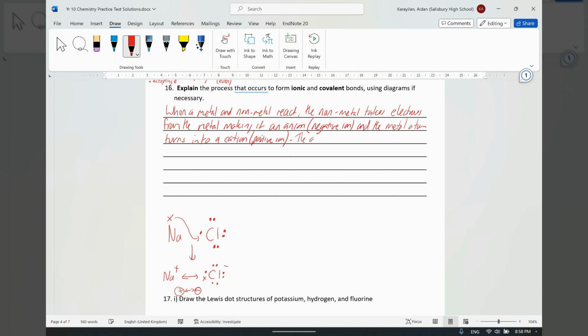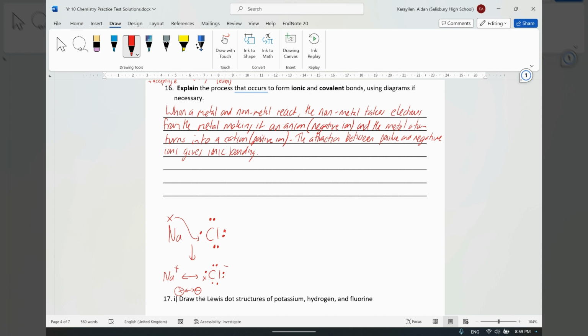The attraction between positive and negative ions gives ionic bonding. So the bond between them is between a positive and negative charge. And that's pretty much it for ionic.